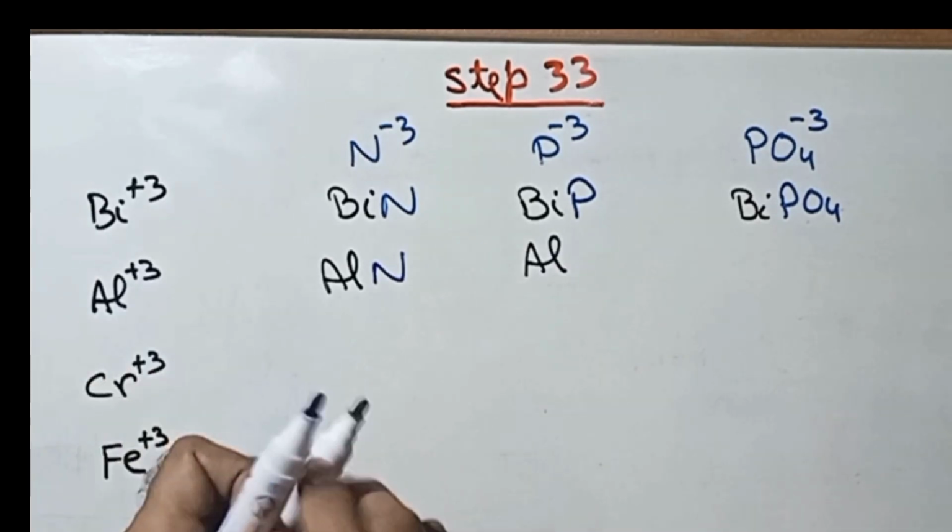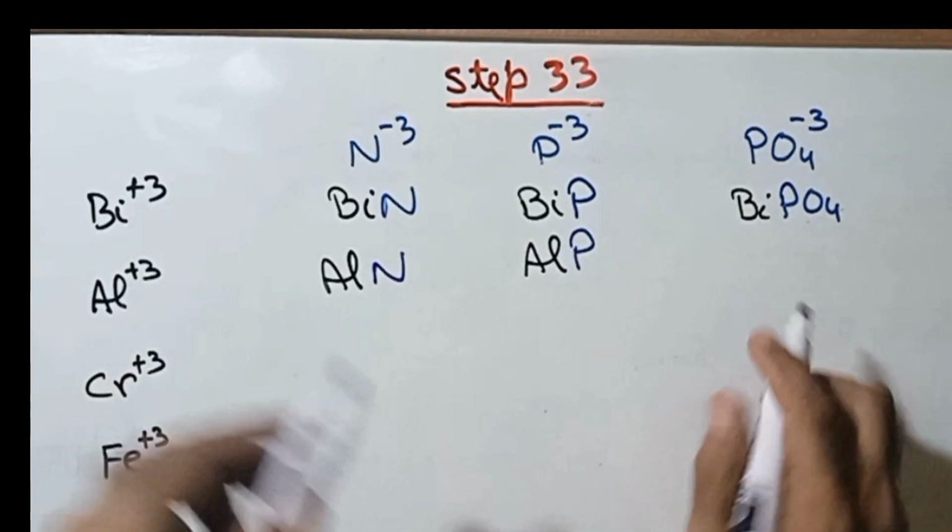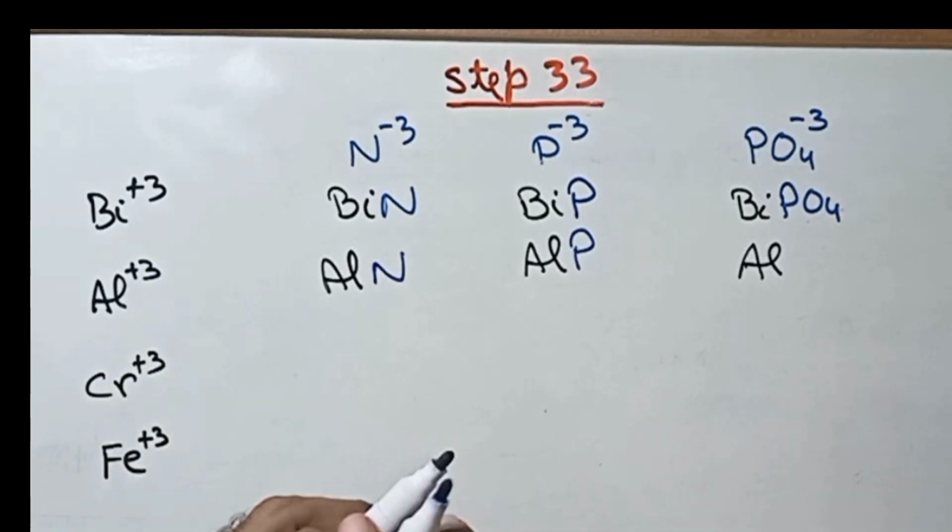Okay, aluminium nitride, aluminium phosphide, aluminium phosphate.